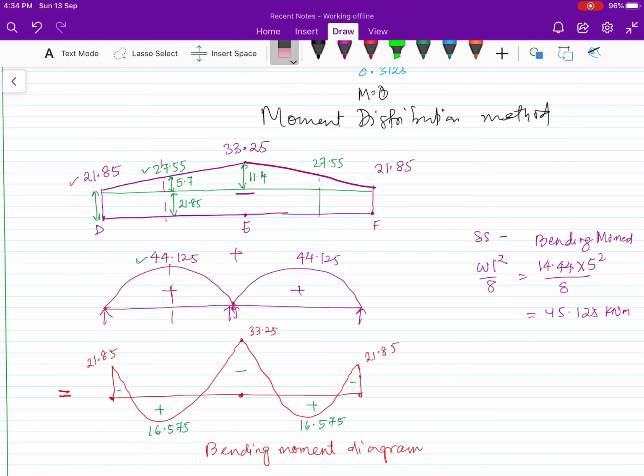So it's not 16, it's 17. This is not 44, this is 45. So we calculated here 44.125, so this is 45.125. So 27.55, this is minus, plus 45.125. You get 17.575. This is your bending moment diagram. This is also 17.575.